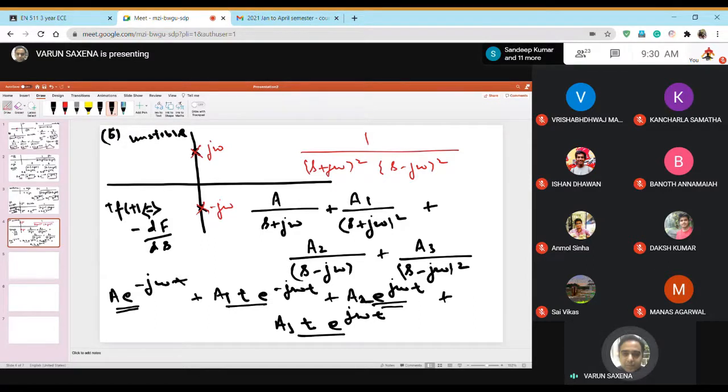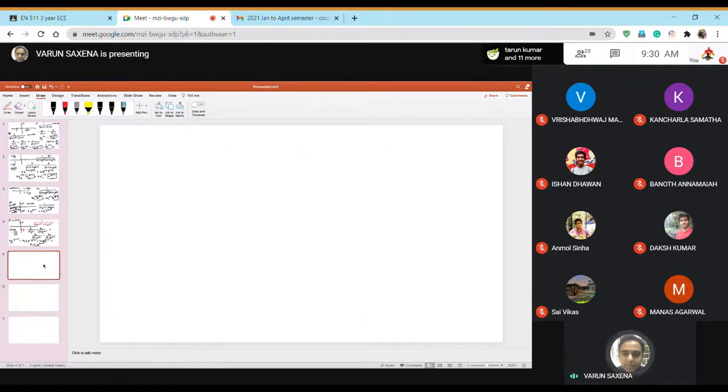Can anybody tell me what will happen if we have a pole at zero, at the origin? So you have a pole here. What will happen? Can anybody tell me? Sir, it will still be stable. It will still be stable. Why? Because if you take an inverse, you'll get something like u(t), right? You'll get a constant value.